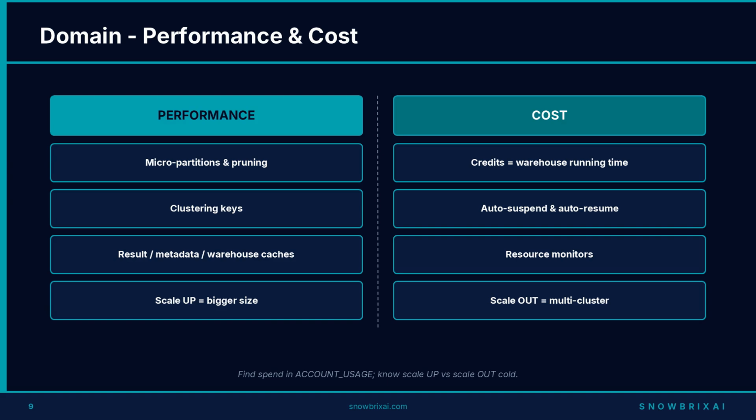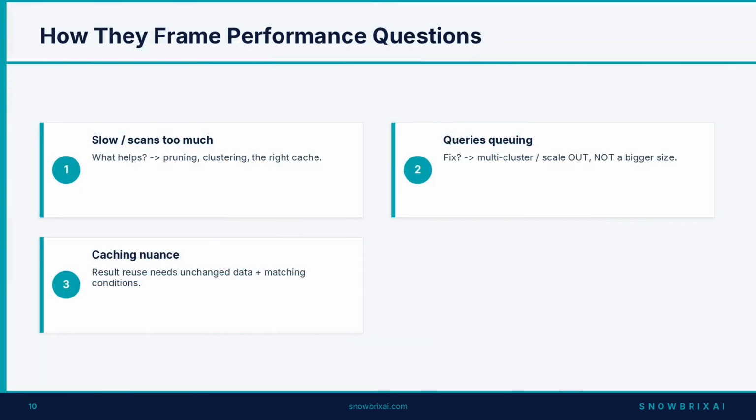Different problems, different fixes. Let us frame the performance questions because they hide a couple of traps. Pattern 1. A query is slow or scans too much data. What helps? Think pruning, clustering, and the right cache. Pattern 2. Queries are queuing up. How do you fix it? That is scale out with multi-cluster, not a bigger size. People get this backwards constantly. And watch the caching nuance carefully. Result reuse only kicks in when the data is unchanged and the query conditions match. It is not automatic every single time. That subtlety is worth points.